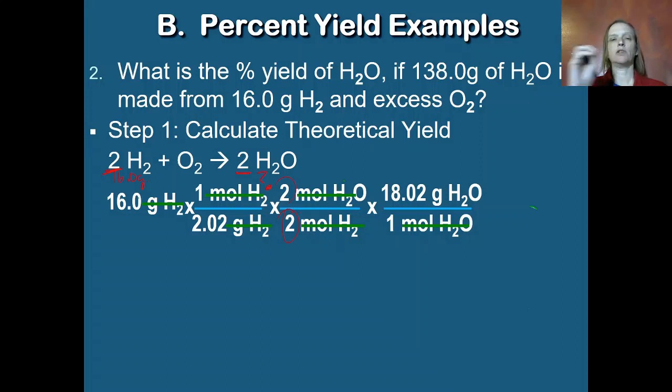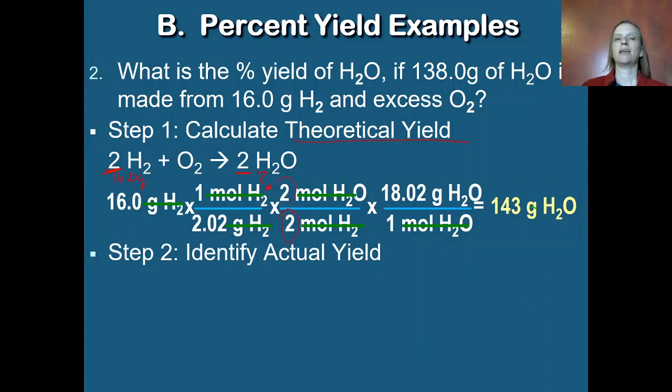And I'm just left doing the math. 16 times 1 times 2 times 18.02 divided by 2.02 divided by 2 divided by 1. This gives me an answer to 3 sig figs of 143 grams of water. I've now calculated my theoretical yield, and so step 1 is done.